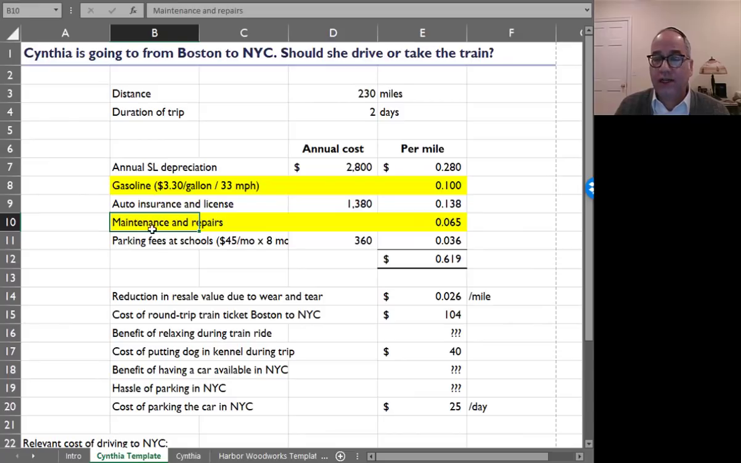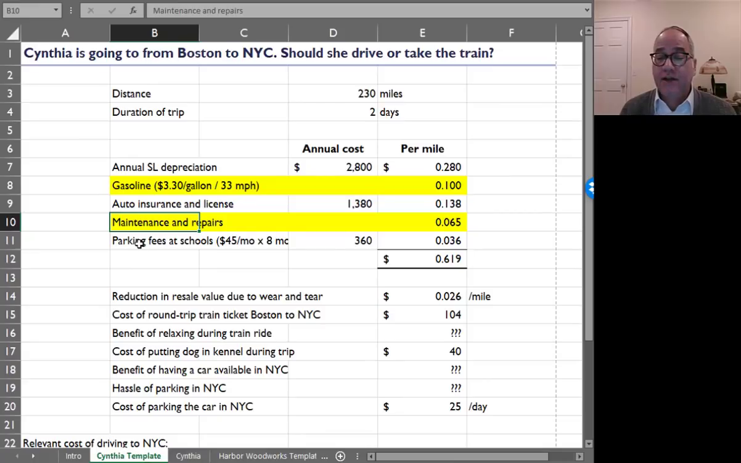Maintenance and repairs is relevant because if she drives the car further, it's going to need more maintenance. Parking fees at the school, is that relevant? It's not, because it's going to be the same either way. You have to pay $360 a year at school for parking, no matter what you do. So you might say, I pay all this money for parking at school, I might as well use the car and go down to New York City. In fact, that would not be correct, because you still have to pay it either way.